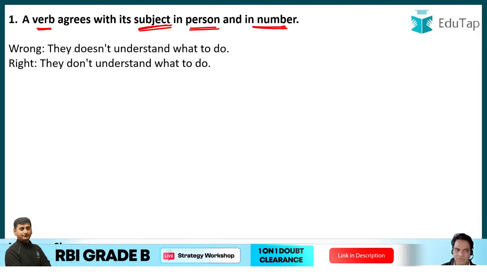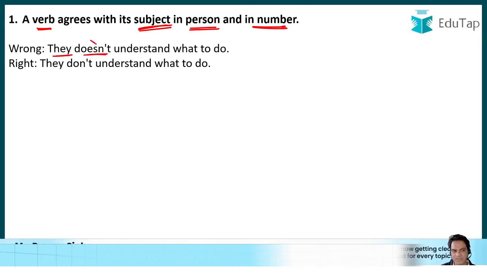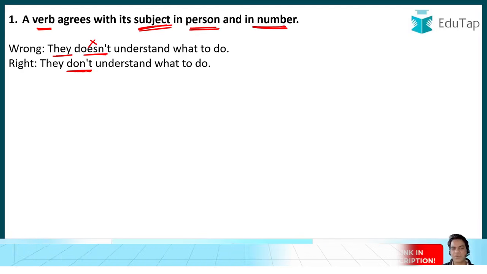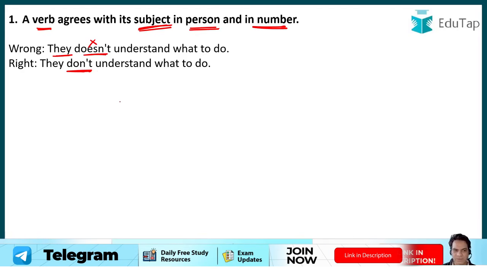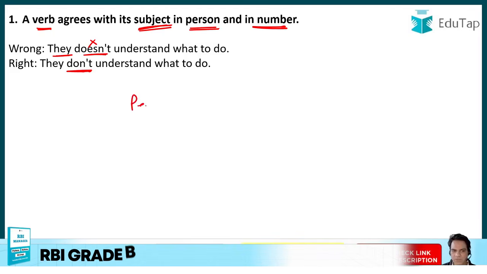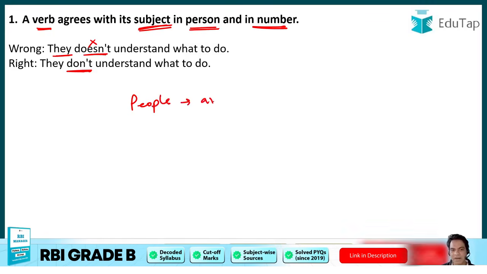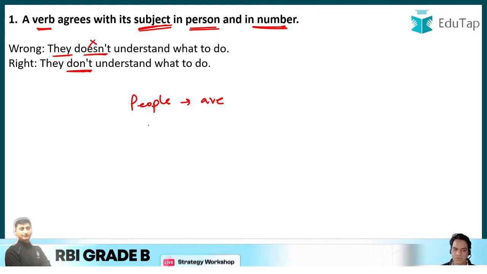Now, for example, they is plural, so they will not use doesn't. They will use do not. So they do not understand. They do not understand what to do. For example, as I told you, see guys, there are many confusing situations. For example, what do we use with people? People is or people are? People are. Why? Because people as a noun is a plural noun, right?